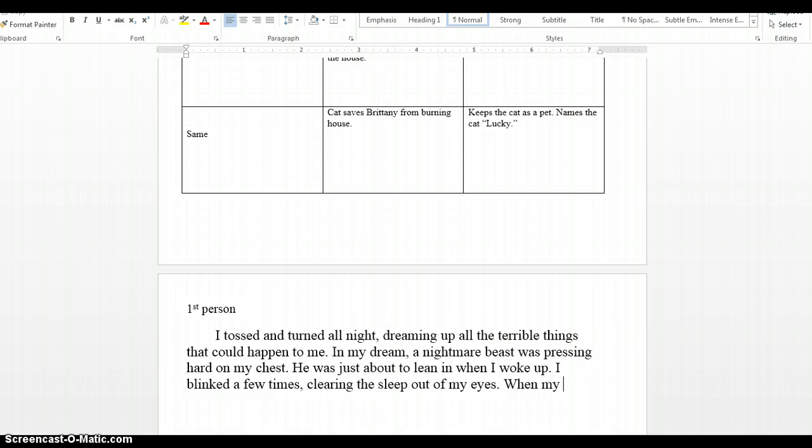When my vision came into focus, I realized two glowing eyes were staring down at me. So in this, I'm trying to get that visual. You want those details so that people can picture what it is you're talking about. And if you don't do it the first time you're writing, you can always add them in later. Like, I'm doing this the first time, I'll go back and read through my paragraph and see if there's anything else I can add.